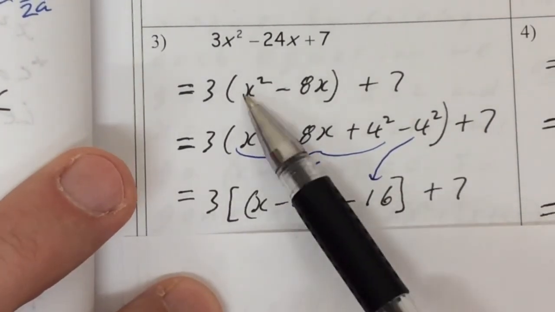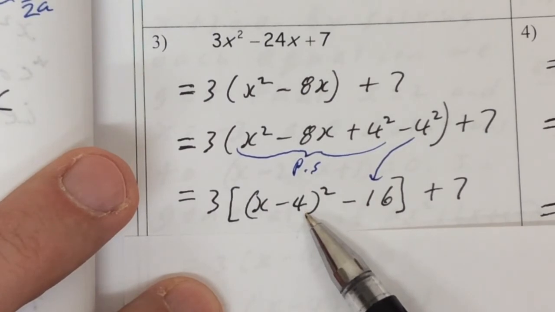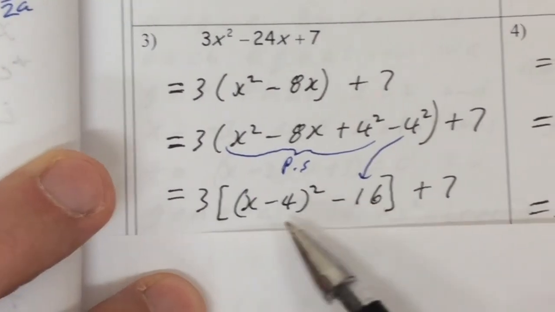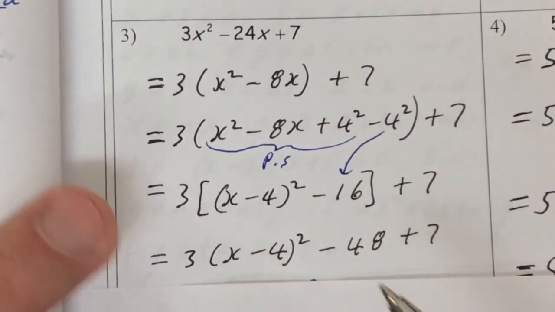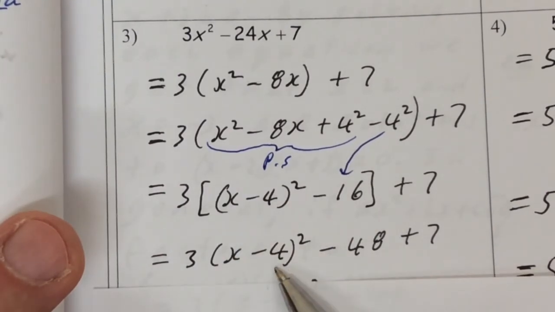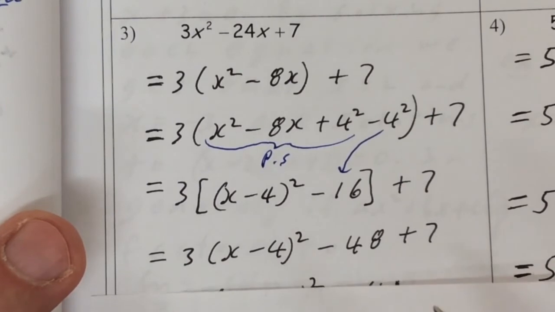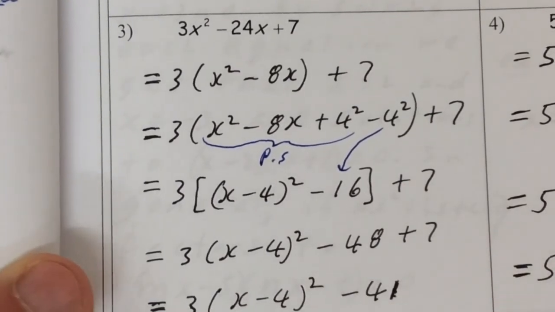Now you write the perfect square. This is a perfect square, x minus 4 squared, because a minus is there. That's 16. And now you need to bring the 3 in. 3 times that, 3 times that. So 3 times x minus 4 squared, and 3 times negative 16 is negative 48. Add those two together, and you've got the final answer.